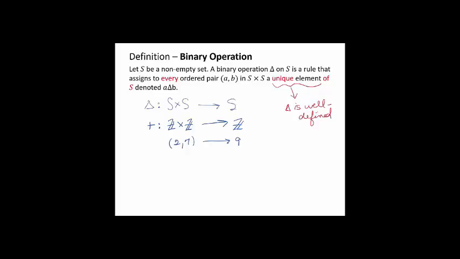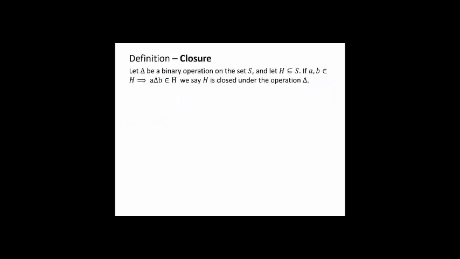Can't get two different things. The rule will only produce one. And another word for saying that it produces a unique element of S, in other words, it always gives you an element of S, is called closure. S is closed under the operation.